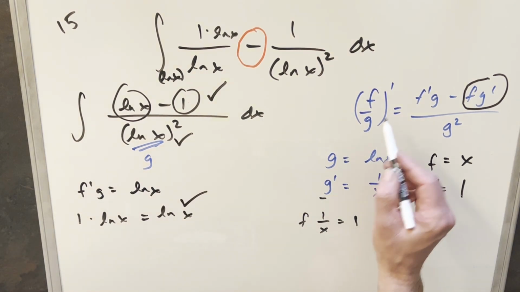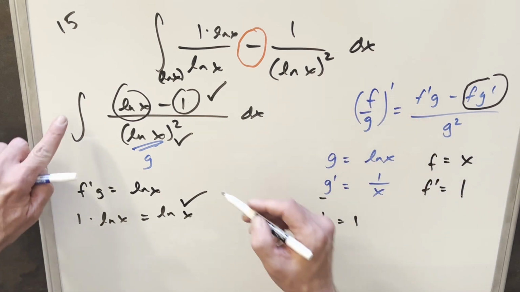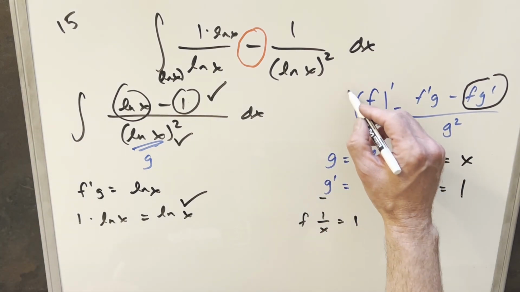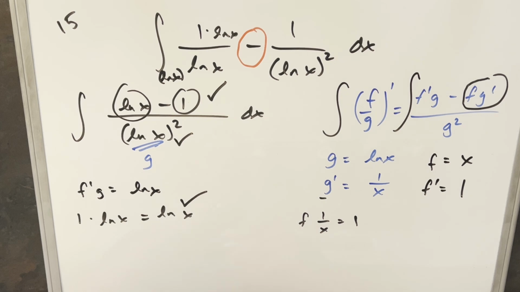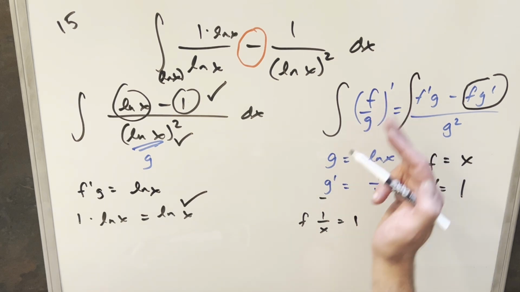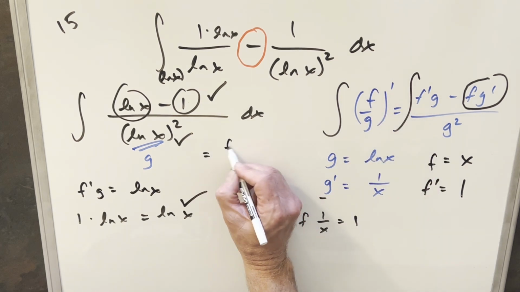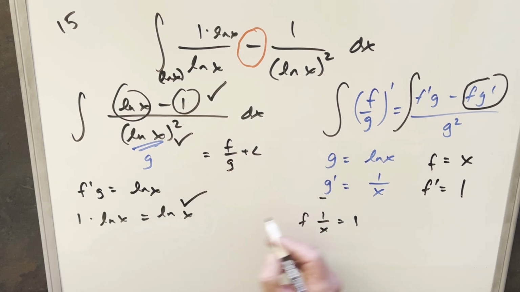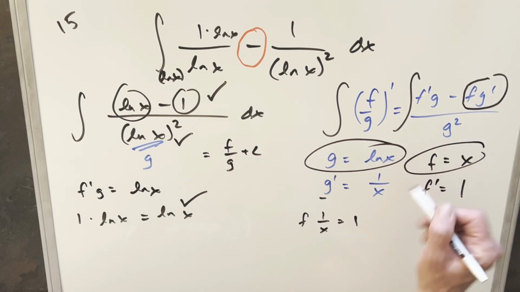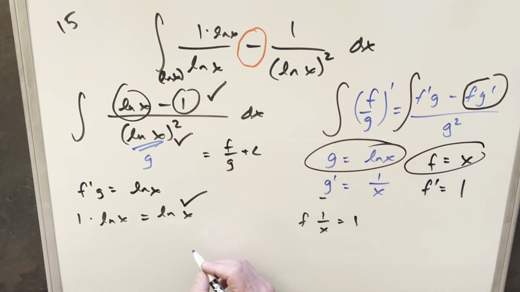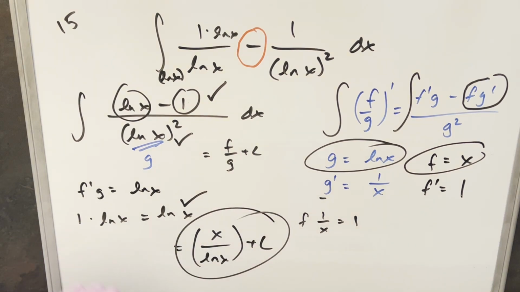So what we're saying, coming back, because what's happening is this whole thing, this reverse quotient rule, is a derivative inside the integral, so our solution is going to be in this form, f over g plus c. We just grab this and this. And so for the solution of this, we get our f over g, so it's going to be x over ln x plus c. Doesn't really need parentheses. But there you go. So circle it. And going on to 16.